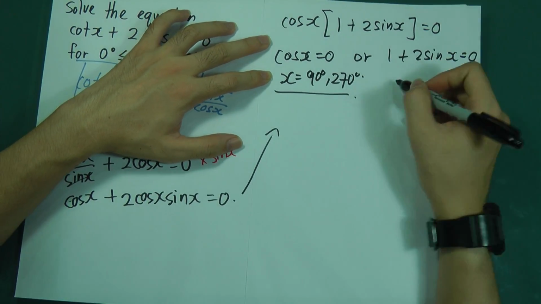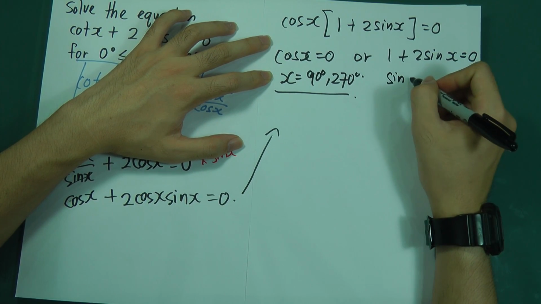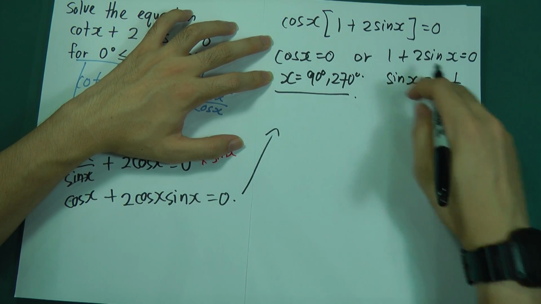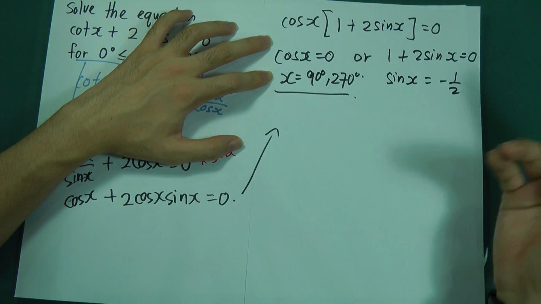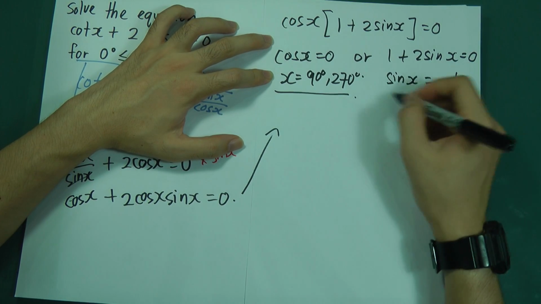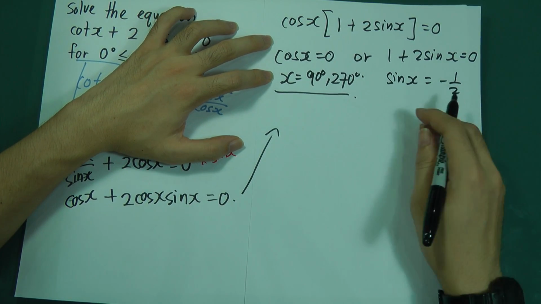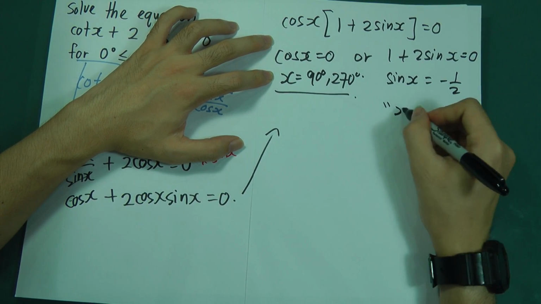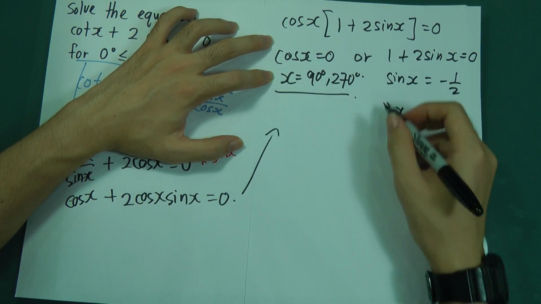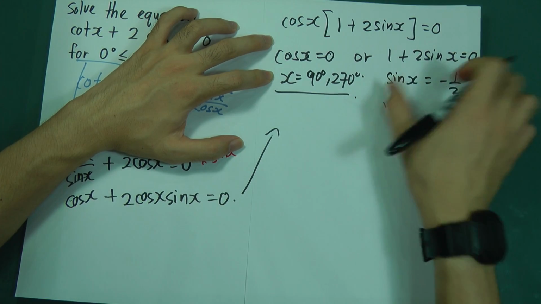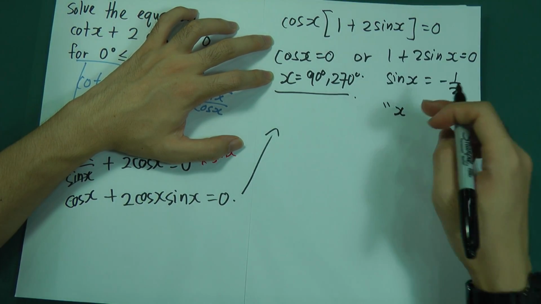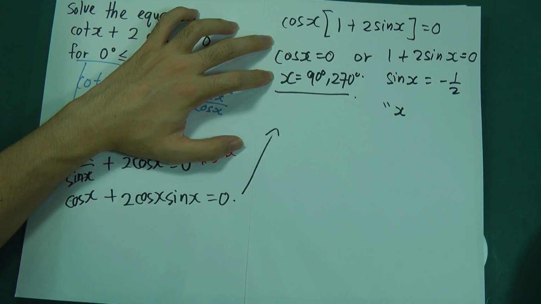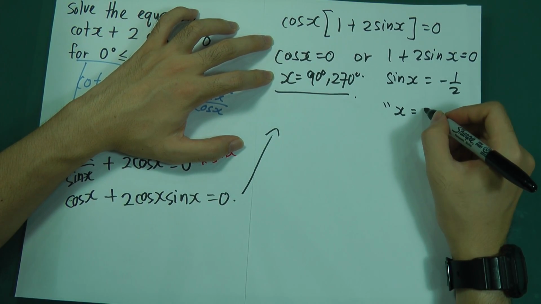Then this one you need to solve. I just solve it quickly: sine x equals negative 1 over 2. You move the 1 to the other side, it becomes negative 1, then divide by 2, and you get negative 1 over 2. When you press the calculator, you don't press the negative. We find the reference angle for x first. This is the reference angle, not the x value, for negative 1 over 2. This is the value for 1 over 2, so you press shift sine 1 over 2 and you get the angle equal to 30 degrees.